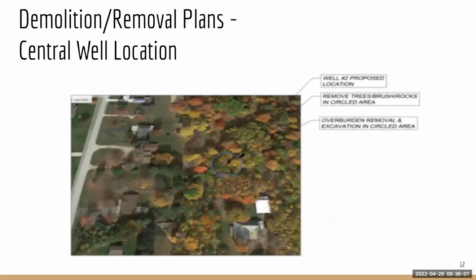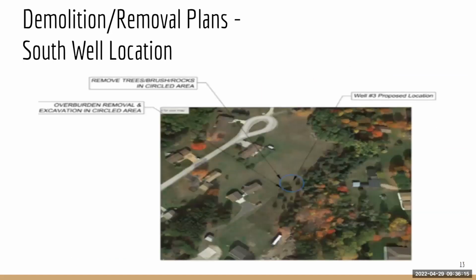And for our central well location, this location is more wooded, so it's going to need a lot of tree removal as well as excavation. And then for our southern well location, this location has the potential to be clear. These locations are not set, they can be changed a little bit. So it may end up in the trees a little more, or it may end up in the yard in a clear area. So it's all dependent on where it exactly goes.